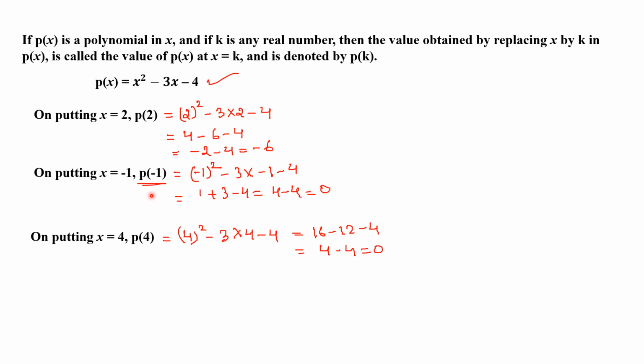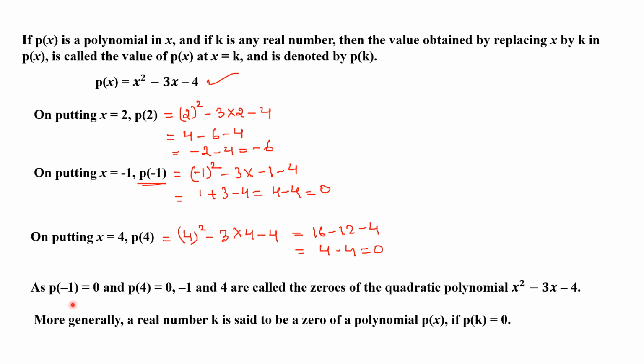Now if you see here clearly, for some values of x when you put, suppose x equal to 2 when you put in the polynomial, you get the value as minus 6. When you put minus 1 and 4, the value you got as 0, isn't it? So as p(minus 1) is equal to 0 and p(4) also equal to 0, we will say minus 1 and 4 are called the zeros of the quadratic polynomial this. Okay, why zeros of the quadratic polynomial? Because when you give the value of x as minus 1 and 4, we got the value as 0.